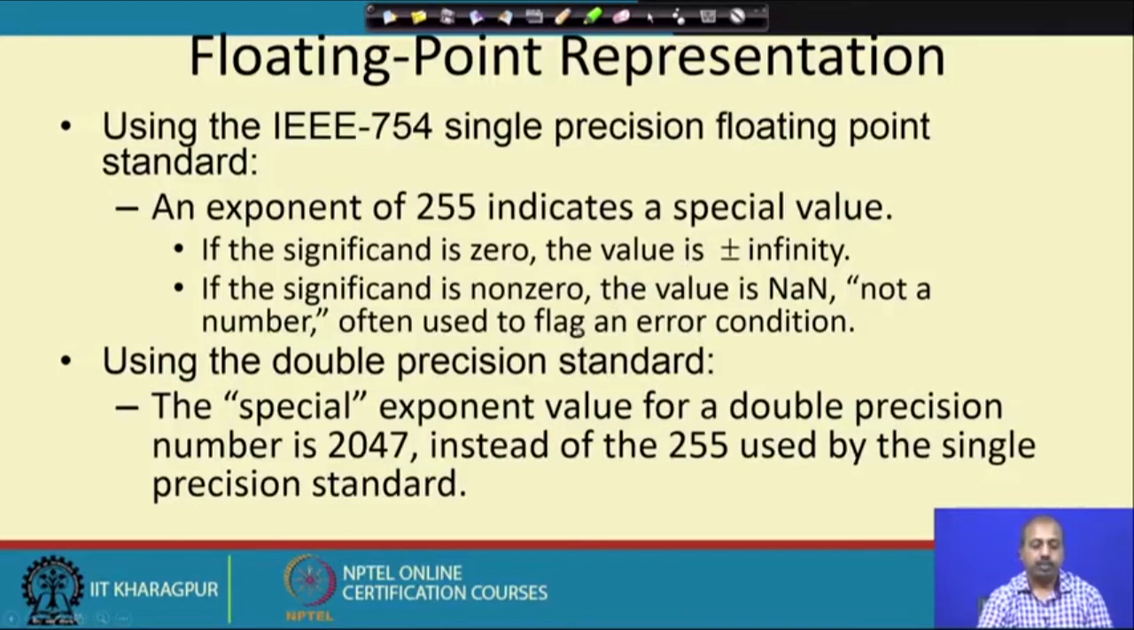In the double precision format also, the special exponent value for a double precision number is 2047. So, instead of 255 it is 2047. Otherwise it is the same. If you are getting exponent 2047, then this has got a special meaning. If the significand is 0, then it is plus or minus infinity depending upon the sign bit, and if the significand is non-zero, then it is not a number. This way the IEEE standard has kept special provision for representing infinity and not a number type of flags.